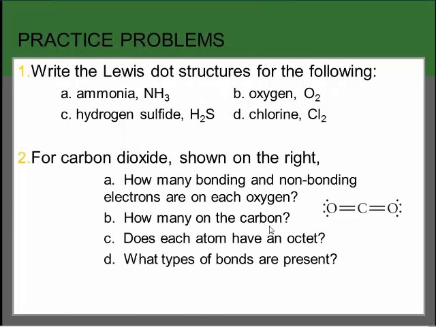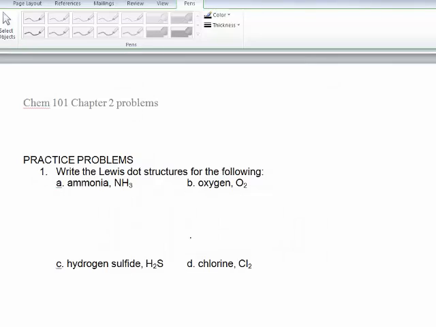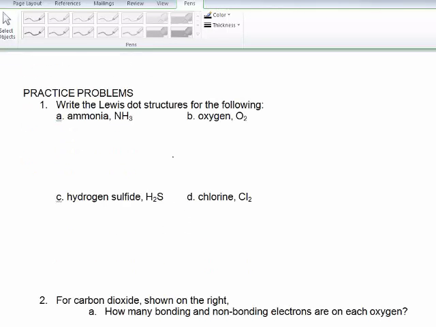Does it make sense? So let's practice that by drawing a couple Lewis structures here together to hopefully reinforce these simple rules that we just discussed. So write the Lewis dot structures for the following: ammonia, oxygen, hydrogen sulfide, and chlorine.